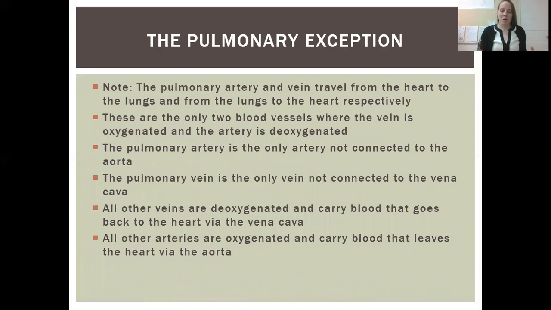The pulmonary vein and the pulmonary artery are the only two blood vessels where the vein is the one that's oxygenated and the artery is the one that's deoxygenated. The pulmonary artery is also the only artery that's not connected to the aorta, and the pulmonary vein is the only vein not connected to either the superior or inferior vena cava. All other veins carry deoxygenated blood and go back to the heart through the vena cava, and all other arteries carry oxygenated blood and leave the heart through the aorta.